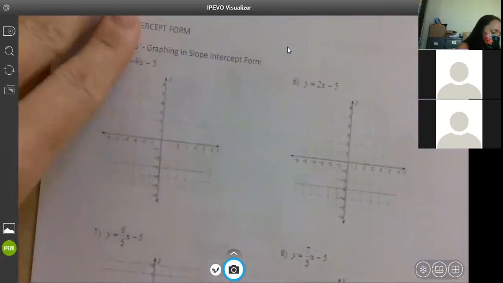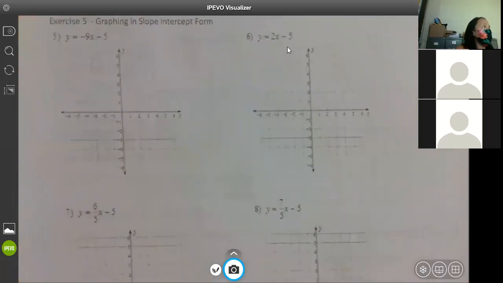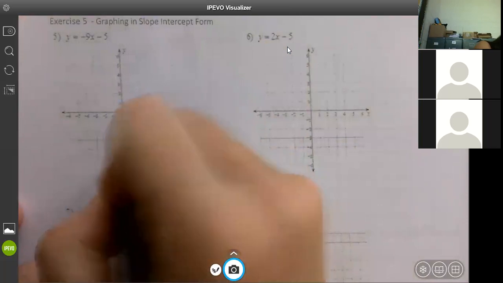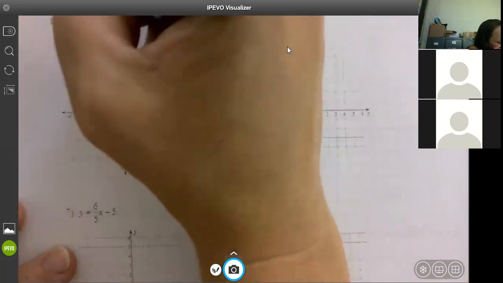All right, just graphing. That's all we're doing. I'm going to do a couple of these, but not all of these, because we should already know how to graph. We've been doing this for a couple of days, right? Okay. So on number 5, where do I start? -5. 1, 2, 3, 4, 5. So start at 5, -5.